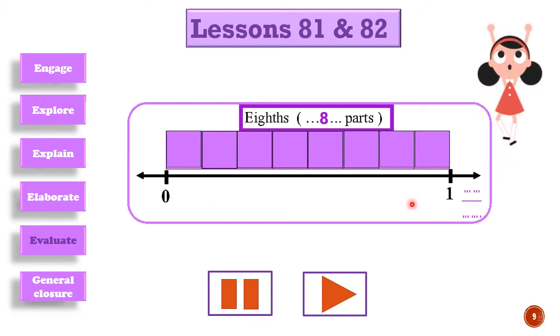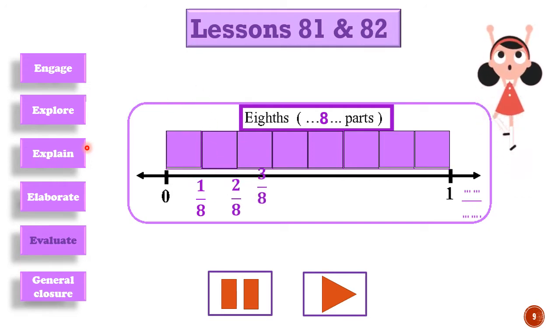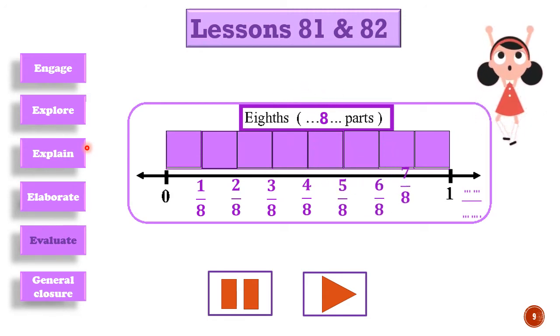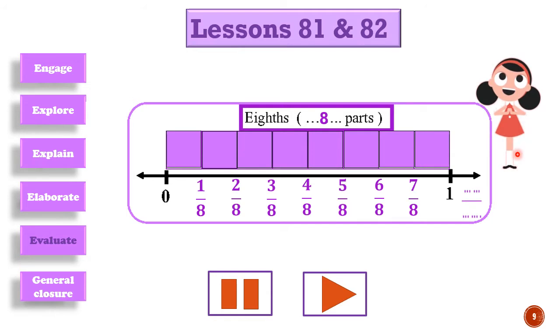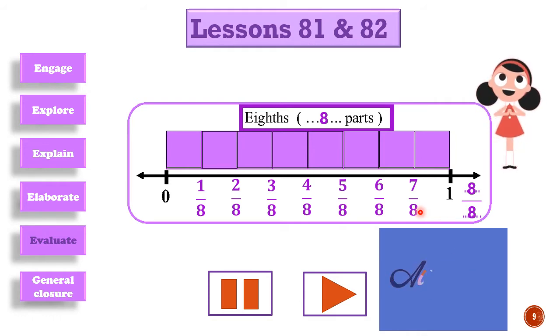In number line, the first part will be an eighth, 2 eighths, 3 eighths, 4 eighths, 5 eighths, 6 eighths, 7 eighths, and the whole strip, our whole number line will be called 8 eighths. Awesome. Good job. Thank you.